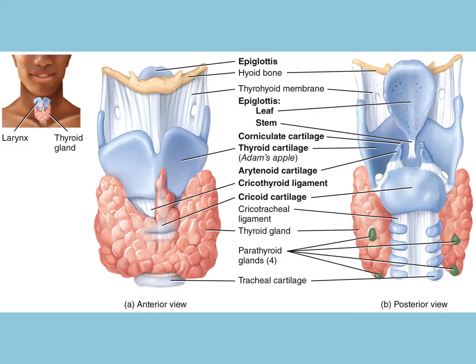This diagram shows two different views of the thyroid cartilage. Here's an anterior view on the left and a posterior view on the right. You can see the thyroid cartilage is located close to the thyroid gland, hence its name. You don't need to know all these various structures of the thyroid cartilage.